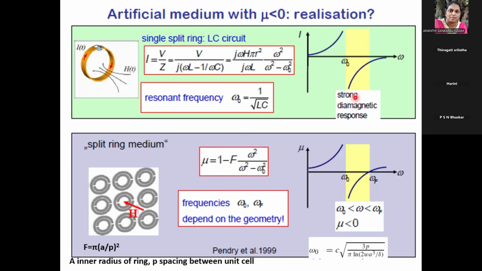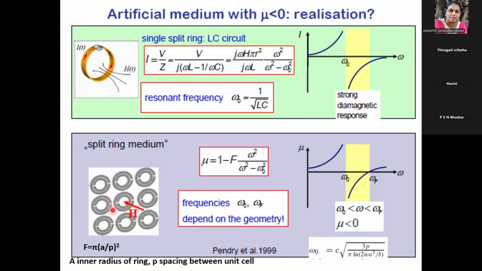This type of response can be realized by using these structures, where you can also control omega naught, by which you can control at which frequency you want a negative mu. If you control from omega naught to omega f, you will have a negative mu. This f is a factor decided by the dimensions of the unit cell, and the direction of the magnetic field must be along this direction, so that current will be induced in the split rings.